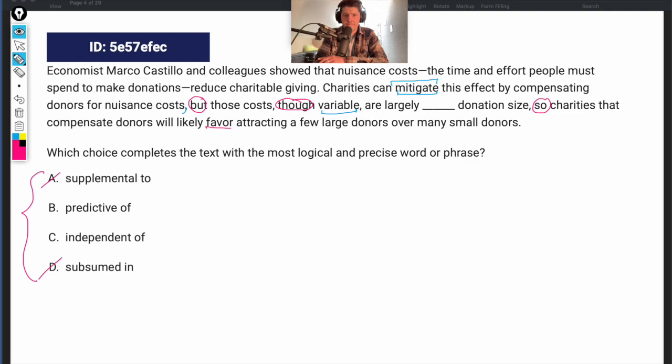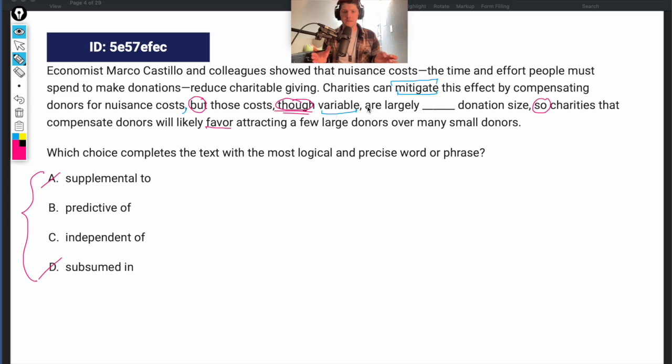Well, if they are predictive of donation size, then certainly we would see some relationship between the different size donors. But we see nothing in the text that suggests that these nuisance costs vary directly with size of donation. In fact, the phrase though variable would suggest that we're not trying to show that they vary, right? The costs, they vary, meaning the cost could change.